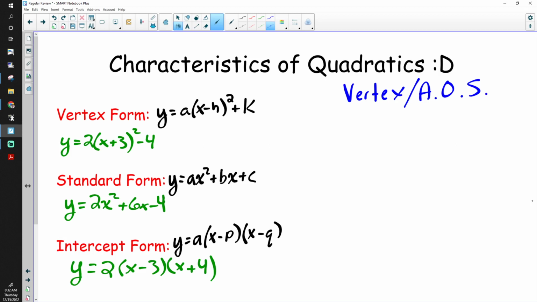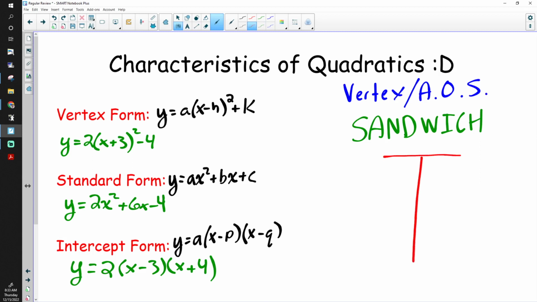Now, when you are trying to find the vertex and the axis of symmetry, which we'll see in just a second, you need to think of a sandwich. I know this is silly, but you're going to think of a sandwich, okay? When you go to your table, here I'm going to give an example. This would be awesome to write.